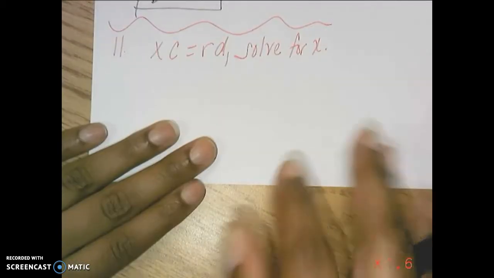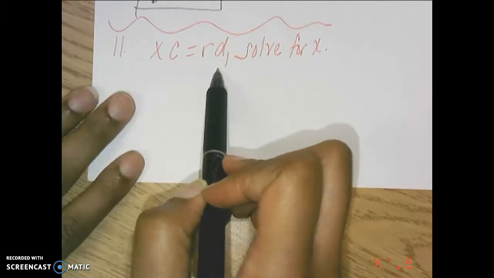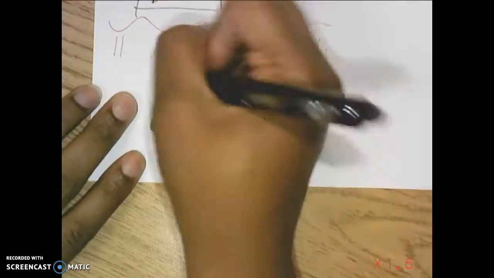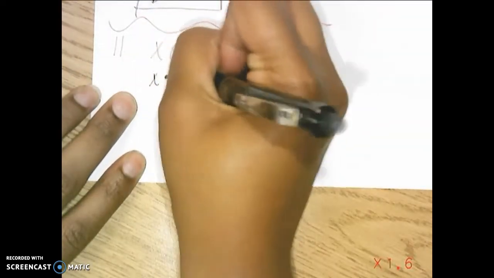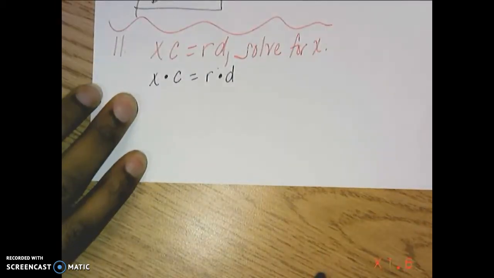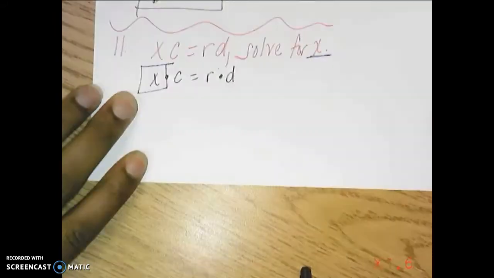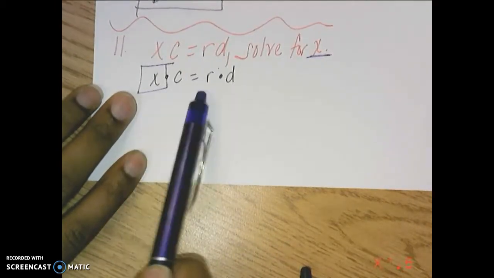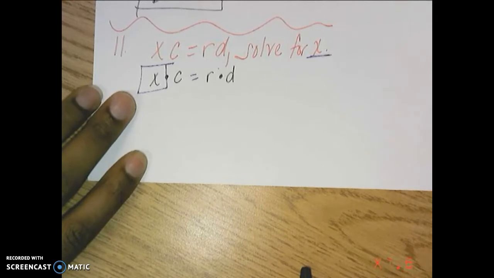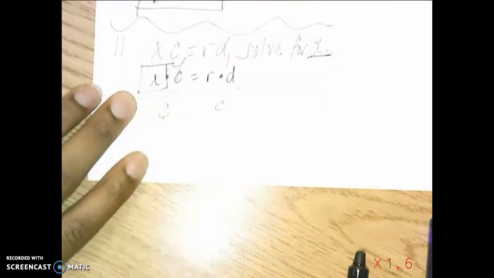Next problem you have, this is number 11. It says XC equals RD. So once again, just like the one before that, we can rewrite that as X times C equals R times D. And since we are solving for X, that's our term there, I'm going to put a box around X. Now that I know that I'm multiplying X times C, then to get X by itself and make C become a 1, because I need that to disappear, I'm going to divide by C on the left and also C on the right.